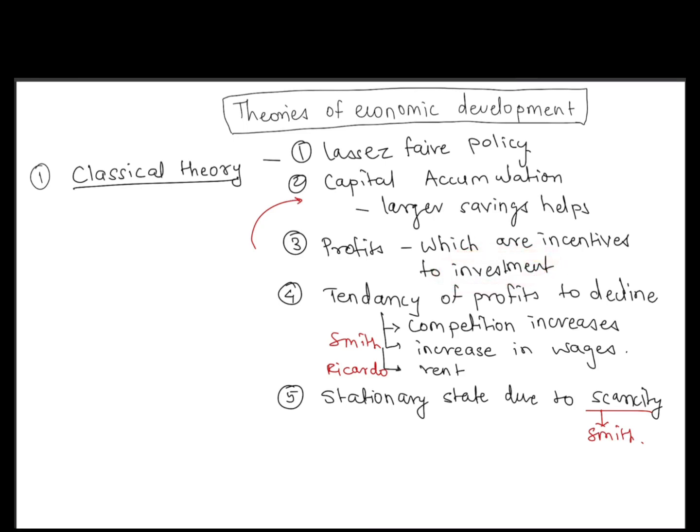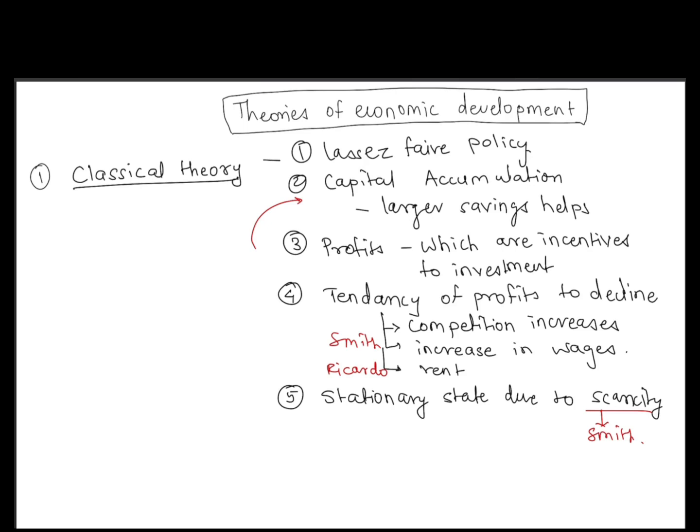The larger the profits, the larger the capital accumulation, and the larger the capital accumulation, the larger the savings, which in turn helps the national income. Fourth one is tendency of profits to decline.